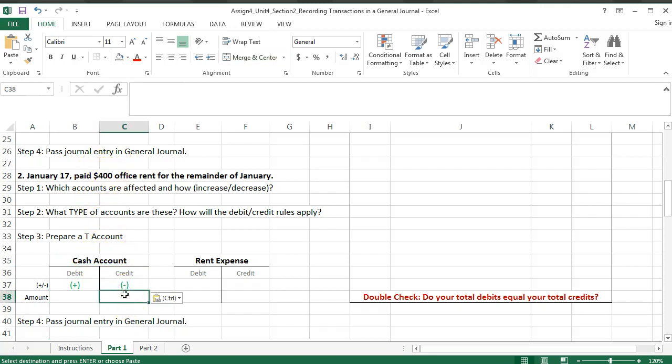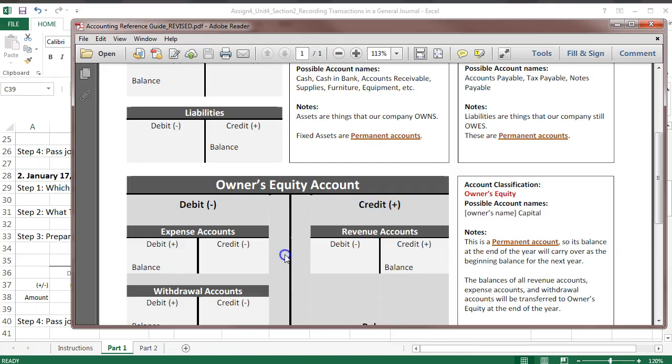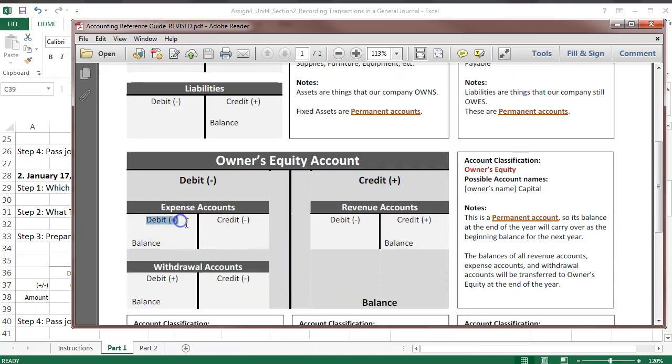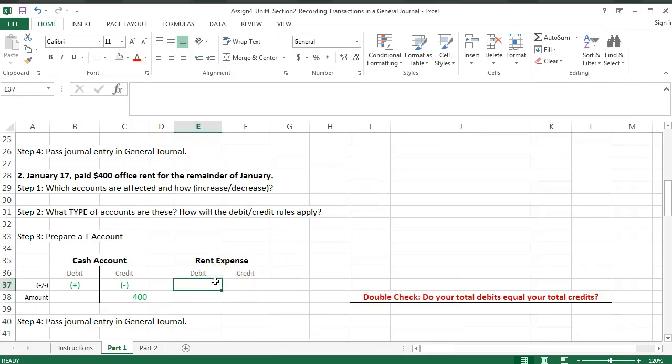So we're crediting our cash account by $400, and as an expense account, you'll notice an expense account increases on the debit side, decreases on the credit side. So we're increasing on the debit, decreasing on the credit. All right, and since I know I need a credit, a debit, and a credit for each transaction, here's my credit, so obviously this one's going to be a debit.